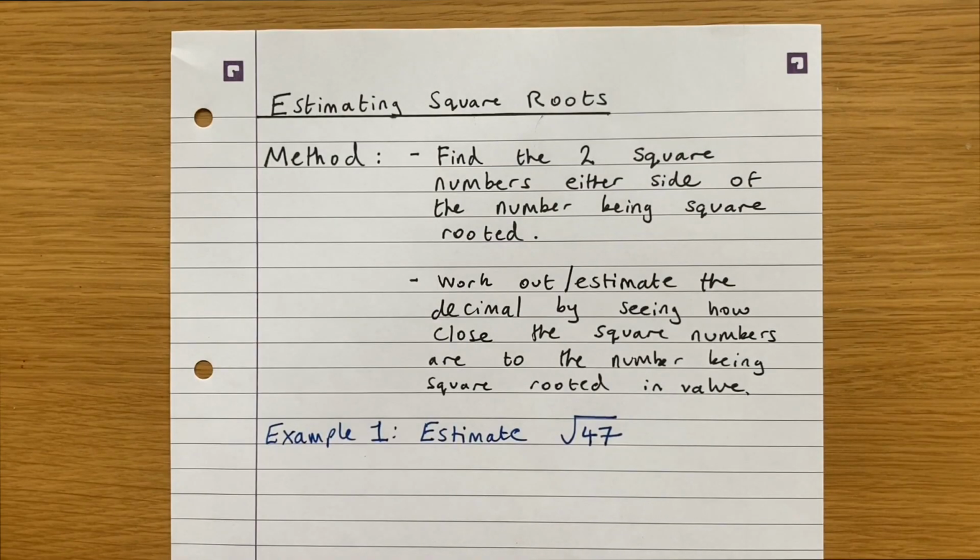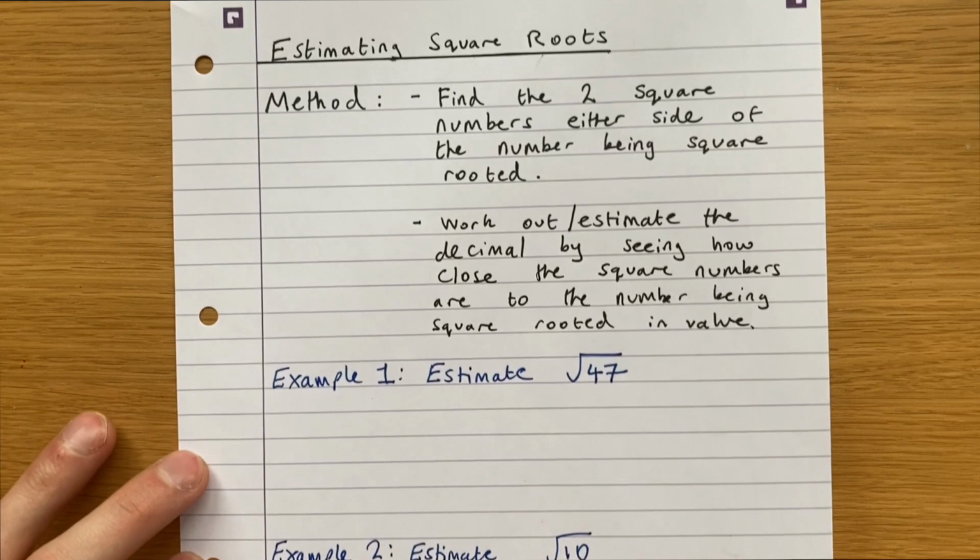So, estimating square roots. I want to show you a method for estimating square roots, and then we'll go over 3 examples to consolidate. So the method is you find the 2 square numbers either side of the number that's being square rooted to work out the 2 numbers the estimate is between, and then you can work out or estimate the decimal by seeing how close the square numbers are to the number being square rooted in value. So that might not really make sense, but I think some examples will definitely help.